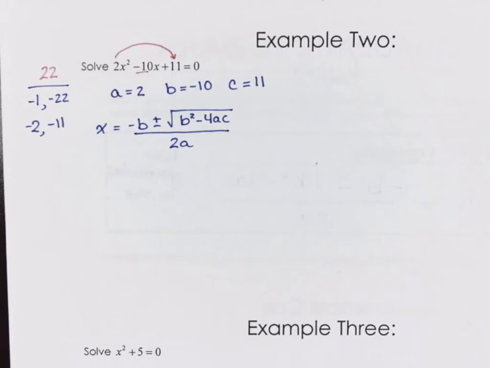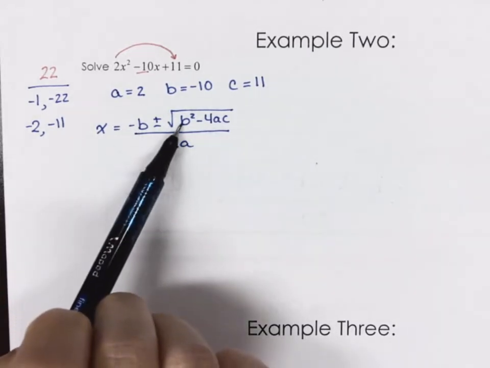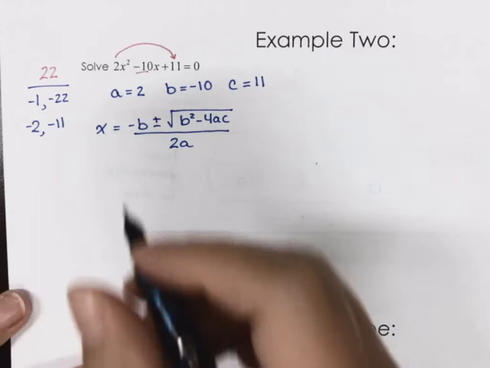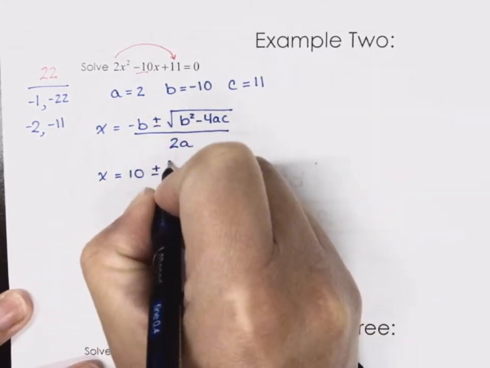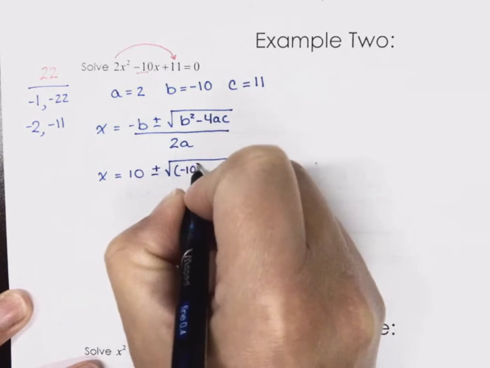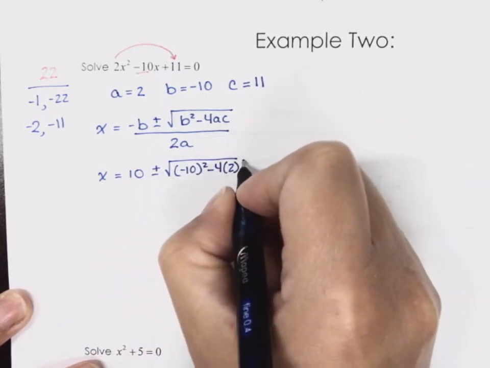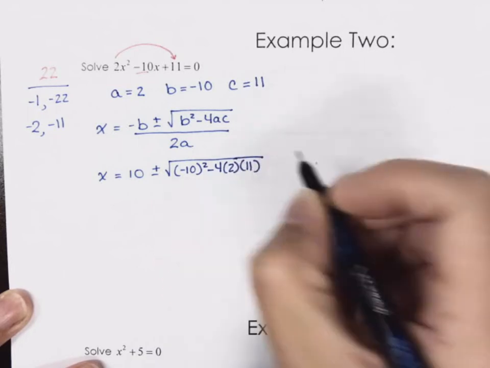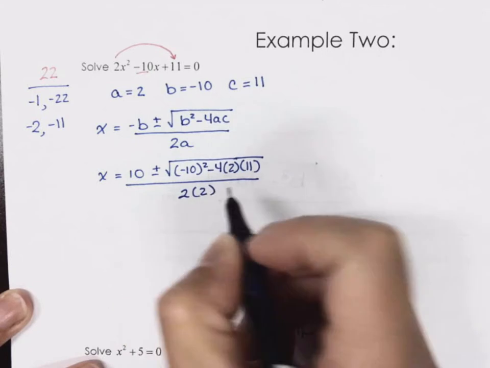Okay, my B value is negative, so in the formula it's only going to be positive here. This one will be negative, but you're going to square it, so it's going to get rid of that negative. So 10 plus or minus the square root of -10 squared minus 4 times 2 times 11, all over 2 times 2.